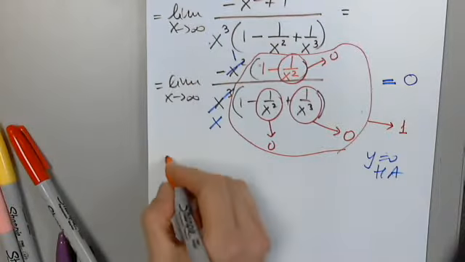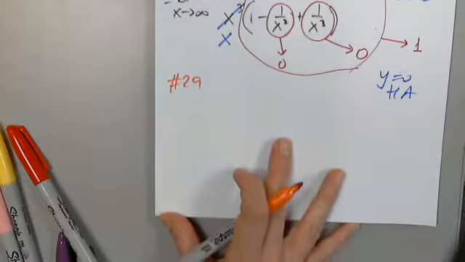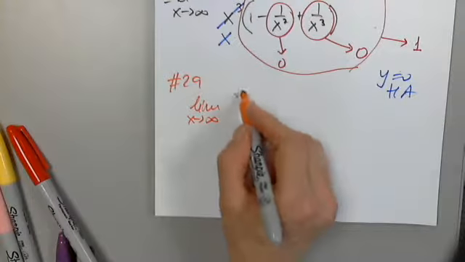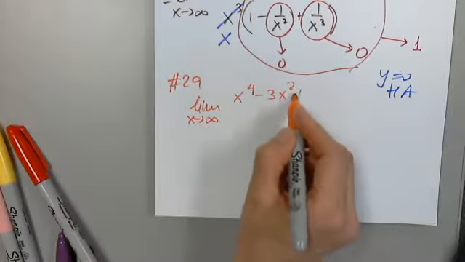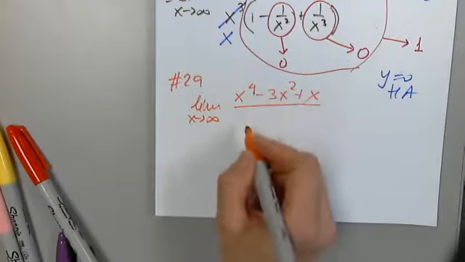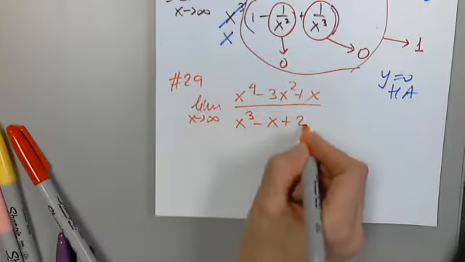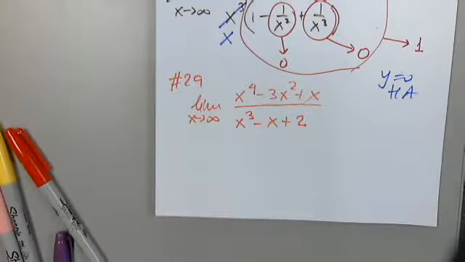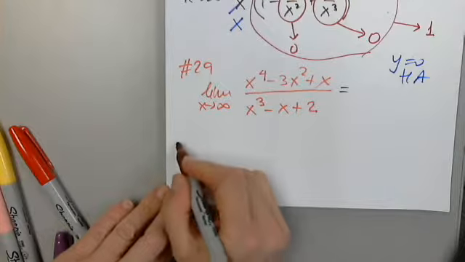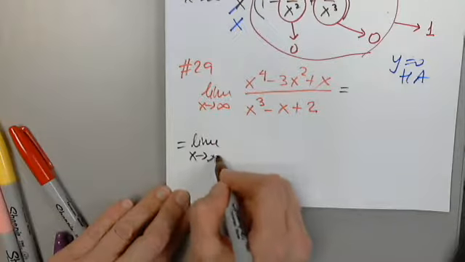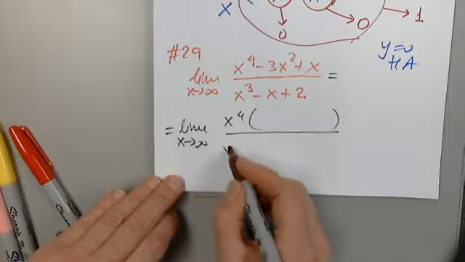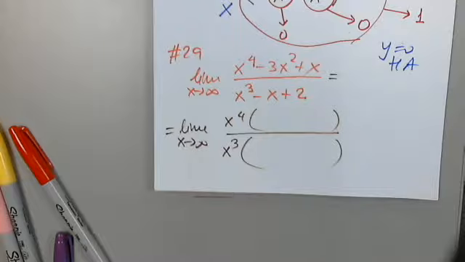Let's say 29. Limit as x approaches infinity, x to the fourth minus 3x squared plus x. Is everyone okay with what we just did? Yes, everyone? Any questions? Okay, that's why we look at the second one. Degree at the top, please. I'll factor out x to the fourth. Degree at the bottom, please. I'll factor out x cubed. Please tell me what we have in parentheses.